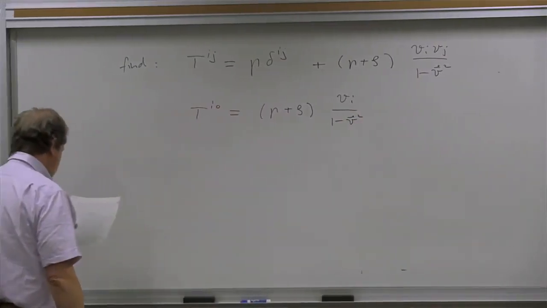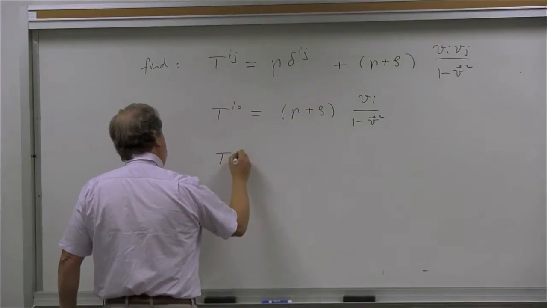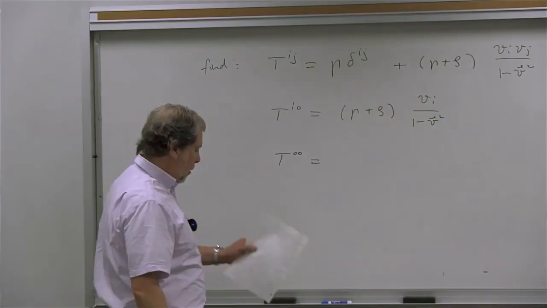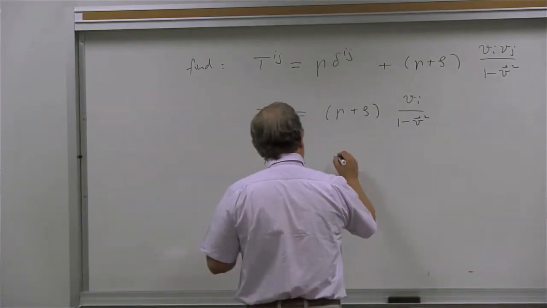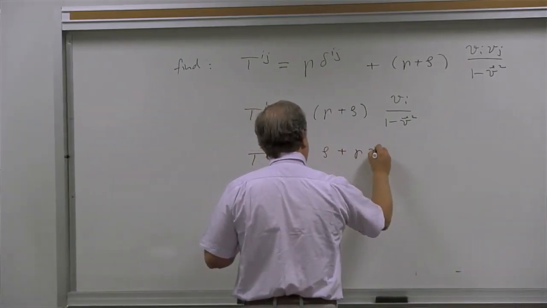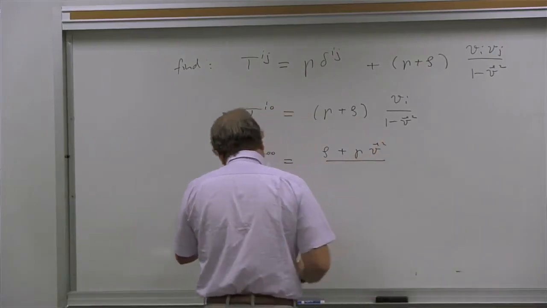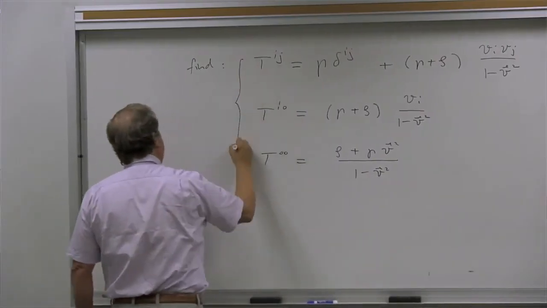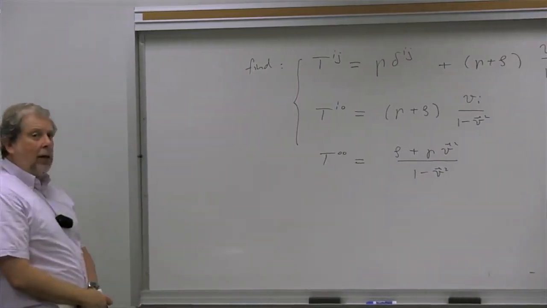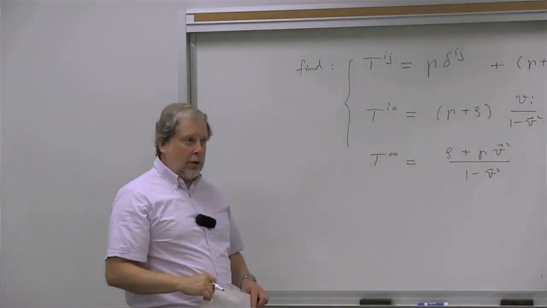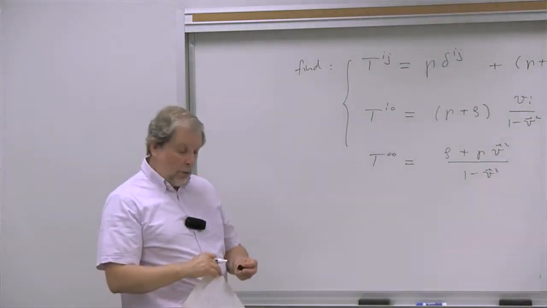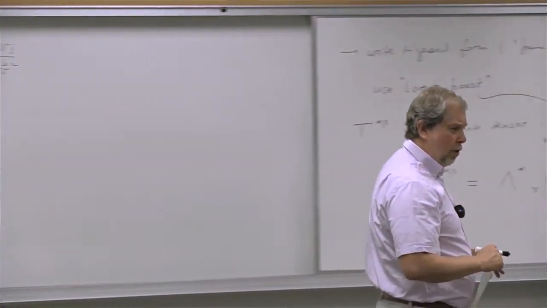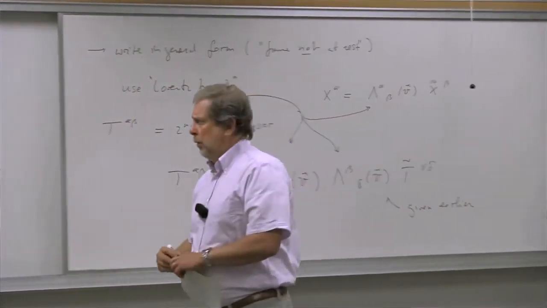Okay. And then we have also the T naught naught. So the T naught naught started out to be just rho. Again, now we have to do the matrix multiplication twice, and it becomes rho plus P times v squared divided by 1 minus v squared. Right. So that is what we get. And that, of course, looks ugly, right? Because what we would like to be able to do is write it in a nicer form.